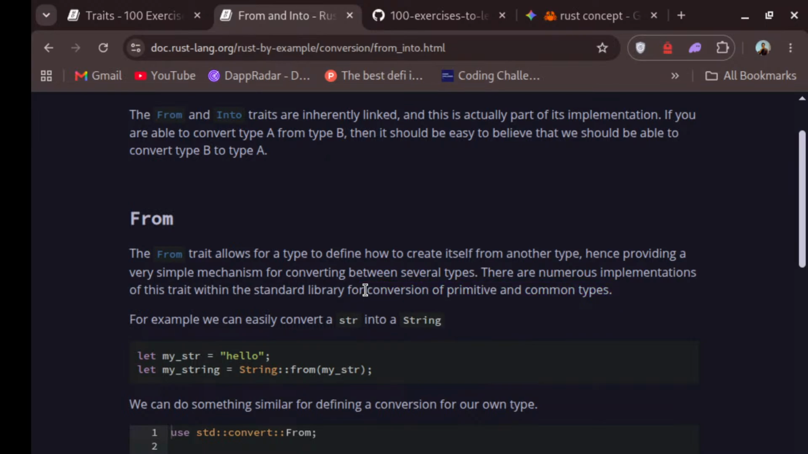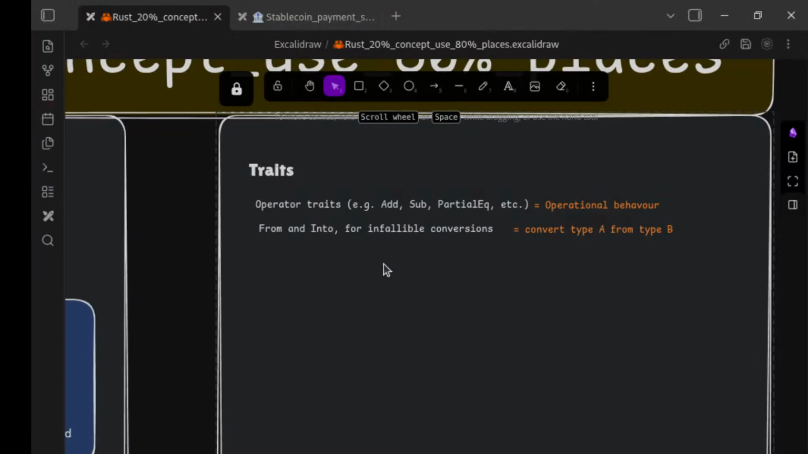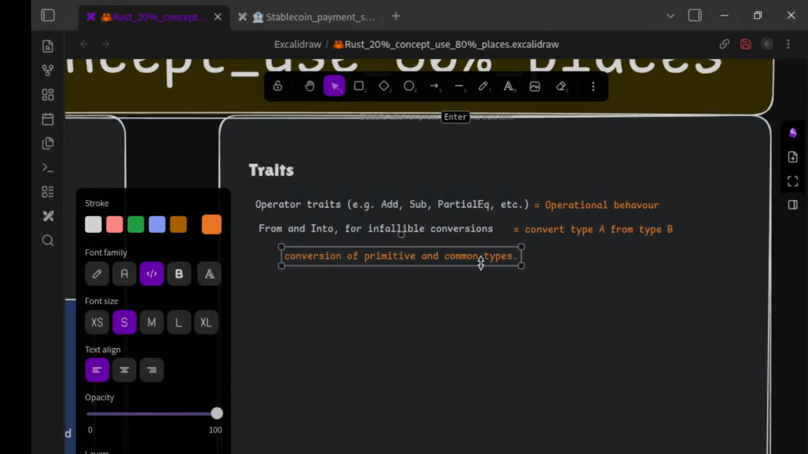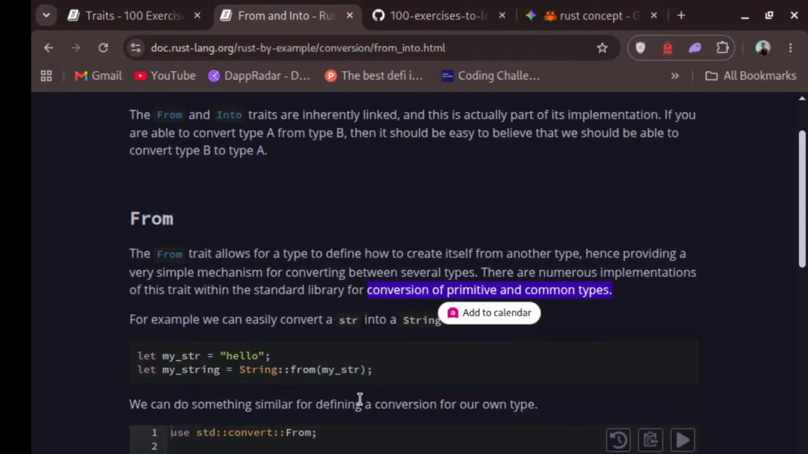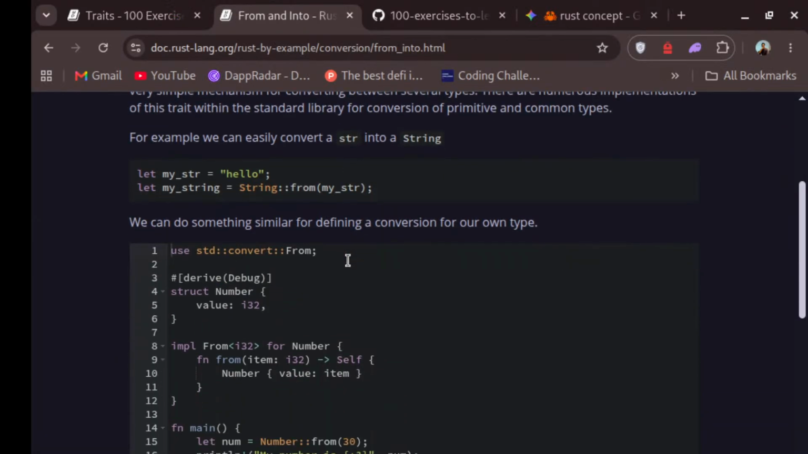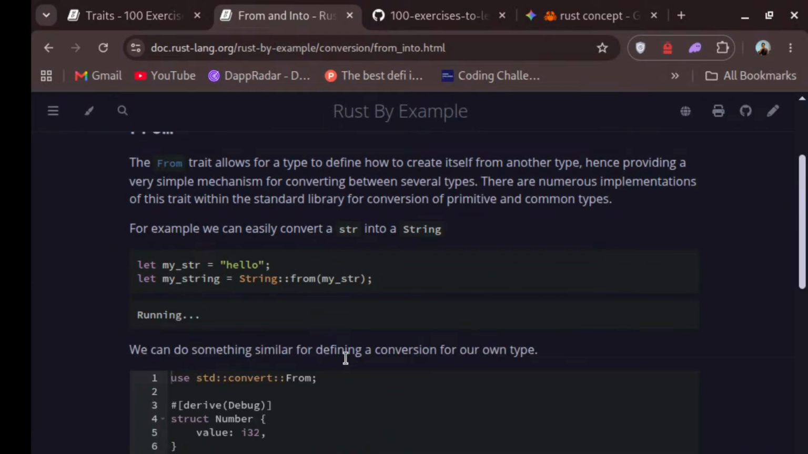For conversion of primitives and common types, that means we use From to convert primitives and common types, right? Okay, they give an example. My string: "hello", this is a slice, sorry, this is a slice, and we convert it into a String, right?